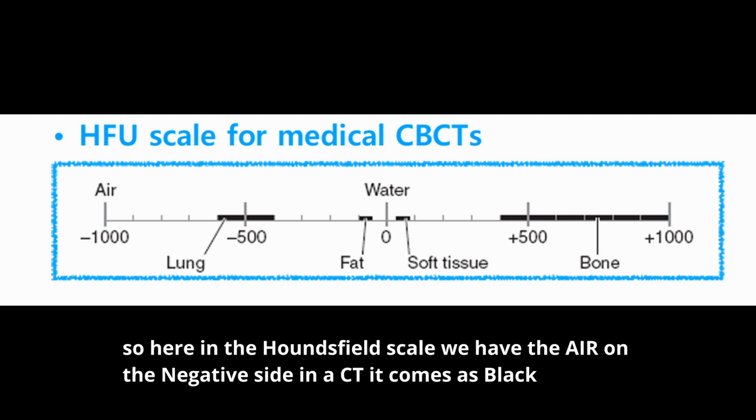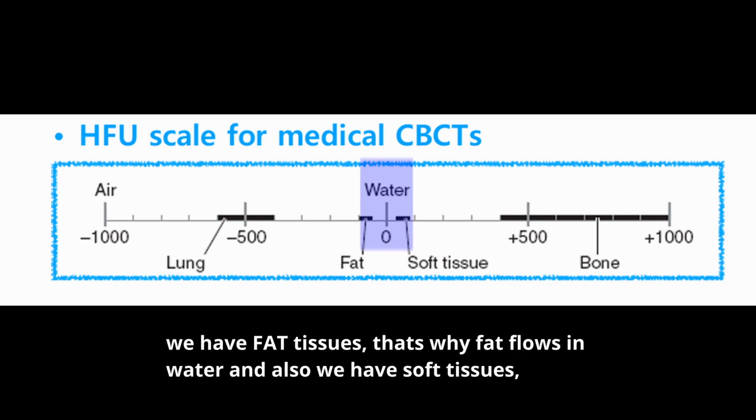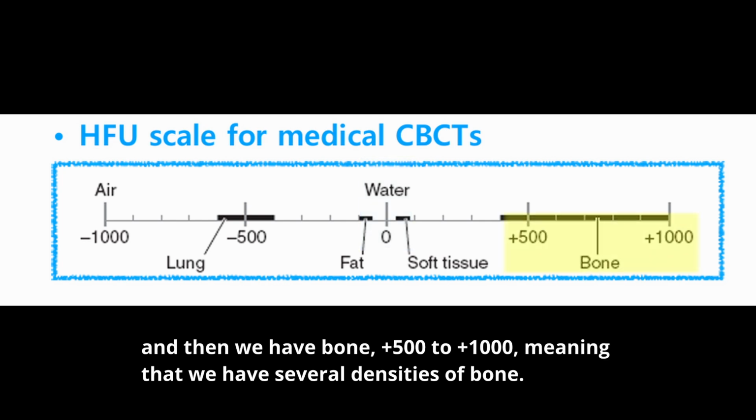So here in the Hounsfield scale we have the air on the negative side. On a CT it comes as black, then we have water. Everything is relative to the density of water, that's why 0. We have fat tissues, that's why fat floats in water. And we have soft tissues. Then we have bone, positive 500 to 1000, positive 1000, meaning that we have several densities of bone.